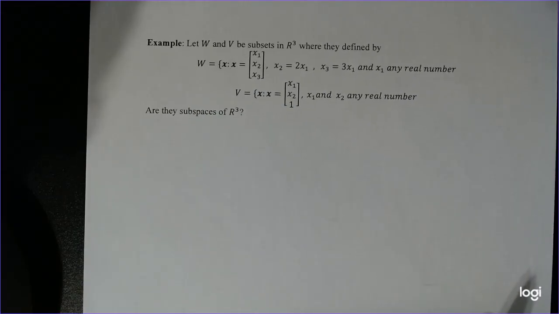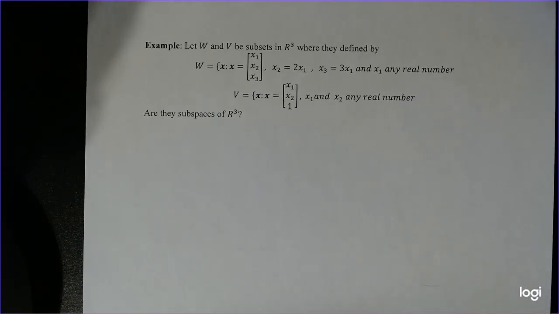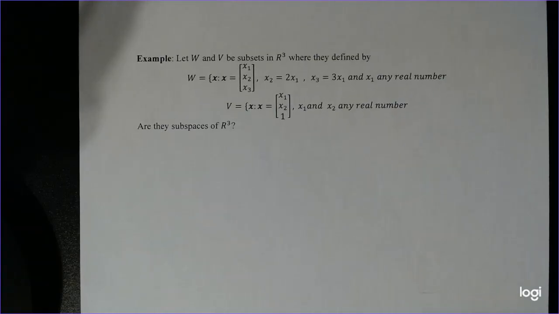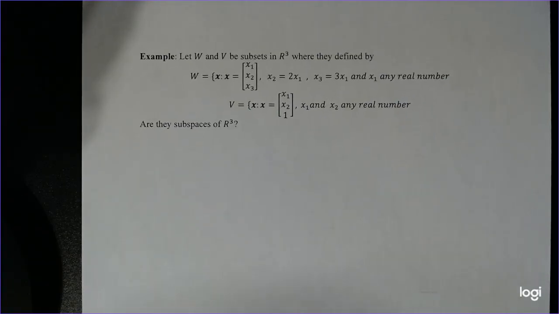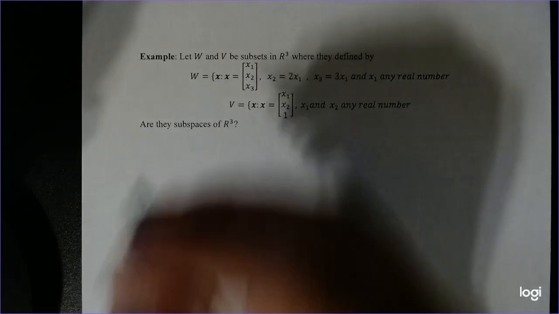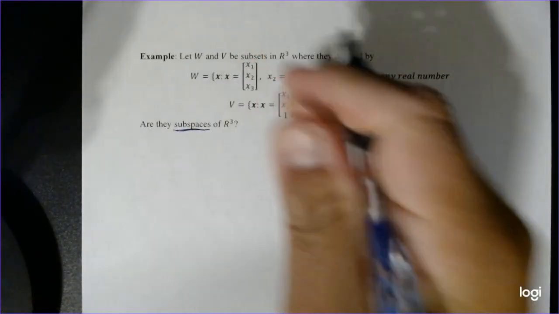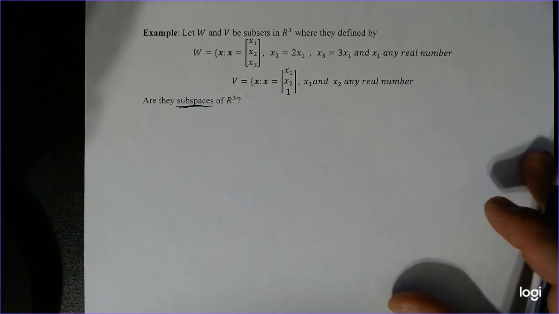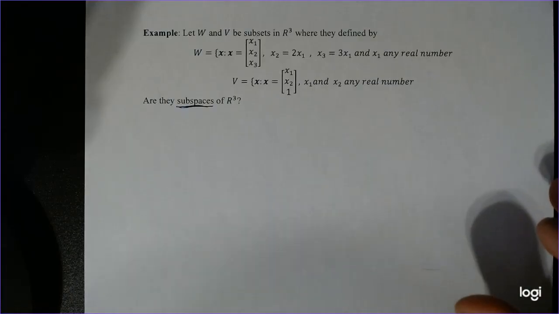Okay. So let's try some more practice using this new subspace stuff. Okay. So let W and V be subsets in R3, defined to be this in each case. Now we've got a question: are these subspaces of R3? Which means we have to do the three conditions for each W and V.